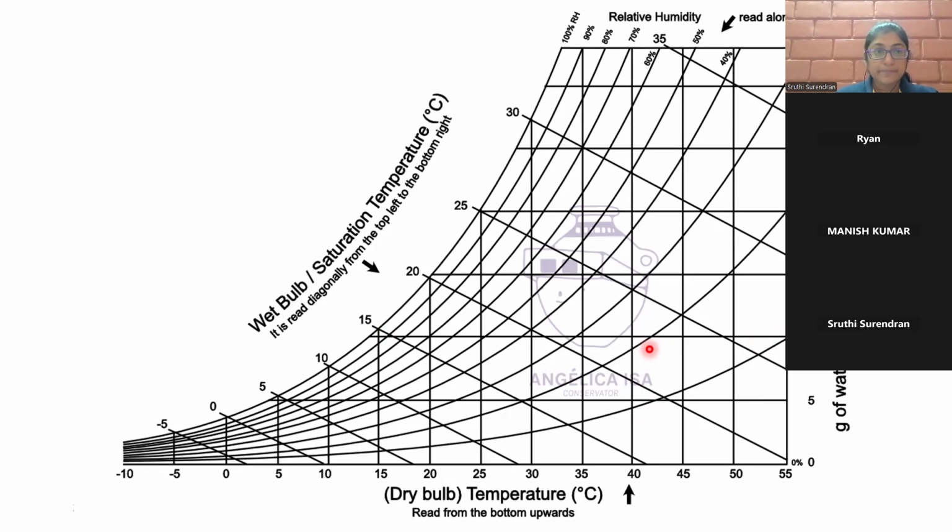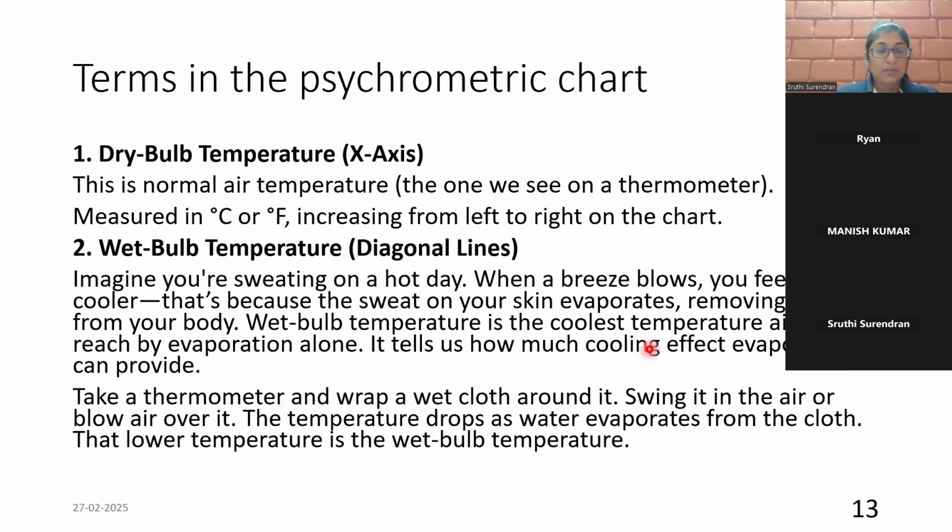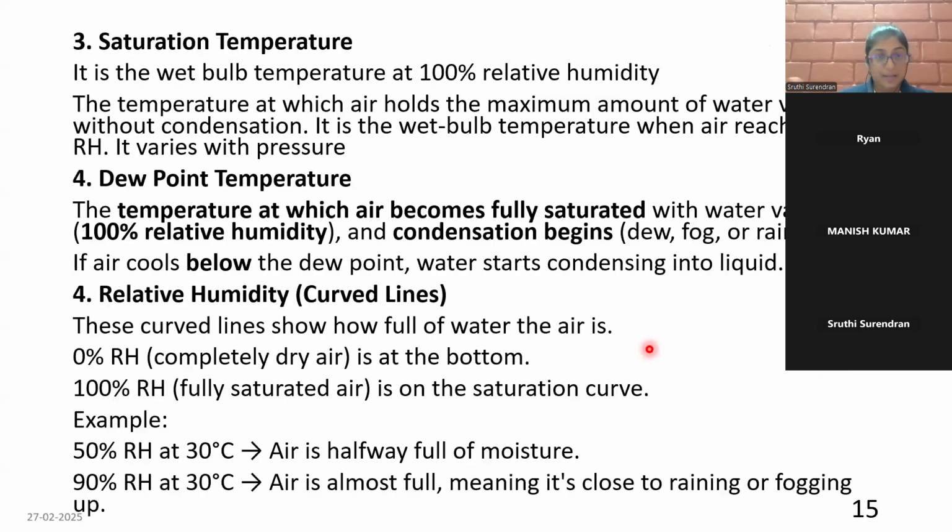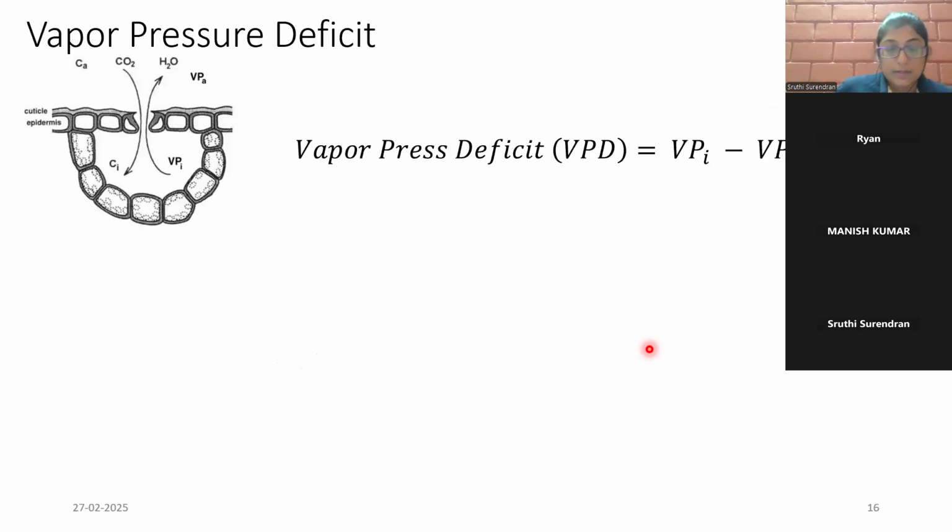We also did some problems that would have helped you read this chart. And we went through the dry bulb temperature, which is nothing but the actual temperature, the normal air temperature. Wet bulb temperature is the temperature to which it is lowered as a result of the evaporative effect. Then there is the saturation temperature, which is the wet bulb temperature at 100% relative humidity. Dew point temperature is the temperature at which condensation will start taking place, and we know about relative humidity.